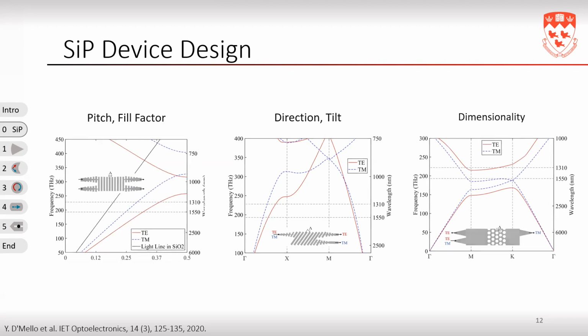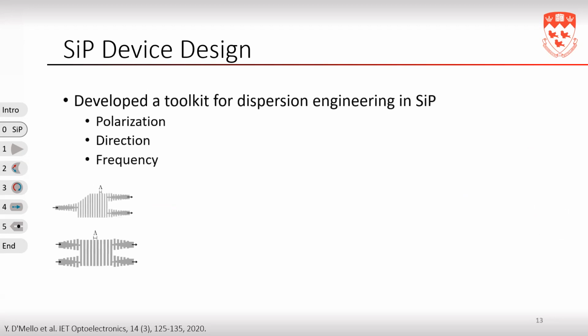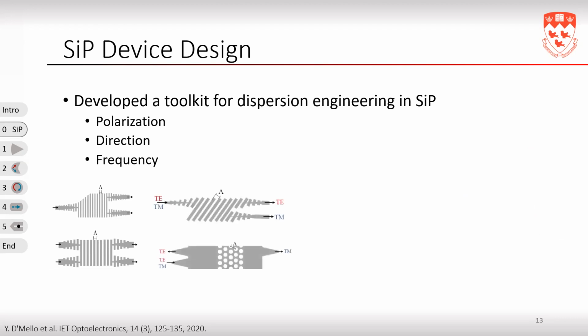These devices allow us to develop a toolkit for dispersion engineering in silicon photonics using the polarization, direction, and frequency of light. We can use this to build a 1x2 or 2x2 intensity splitter, polarization splitters, or use numerical techniques to create typically unconventional devices that maximize either the footprint, the performance, or the bandwidth of the device in unintuitive ways.